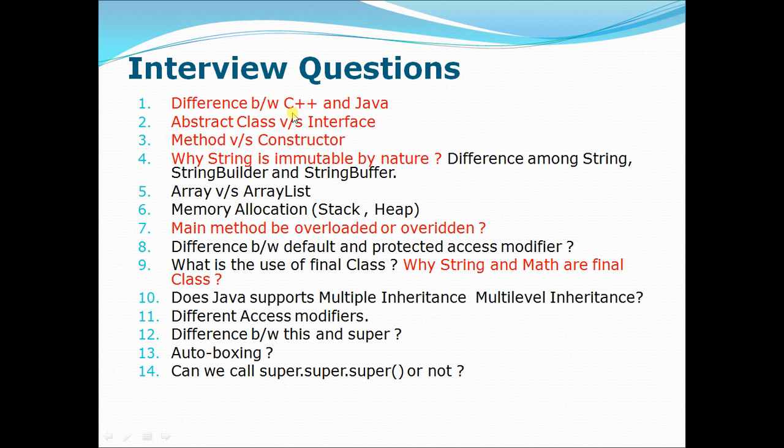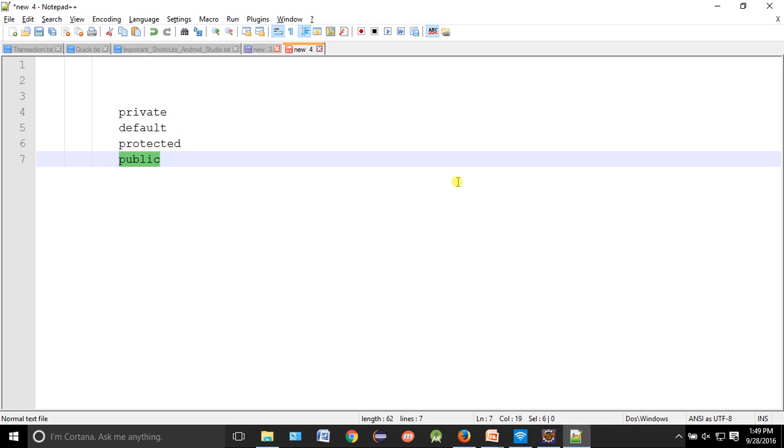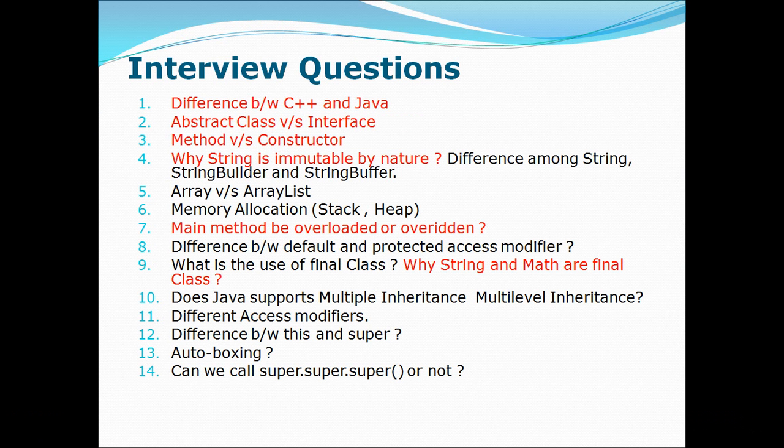Now what is autoboxing? Conversion of wrapper to primitive or primitive to wrapper is called autoboxing. So how does it happen in Java? It happens automatically. After Java 1.5, you need not do anything. It will do it automatically in Java. No need to worry about that. Now what is the last one?